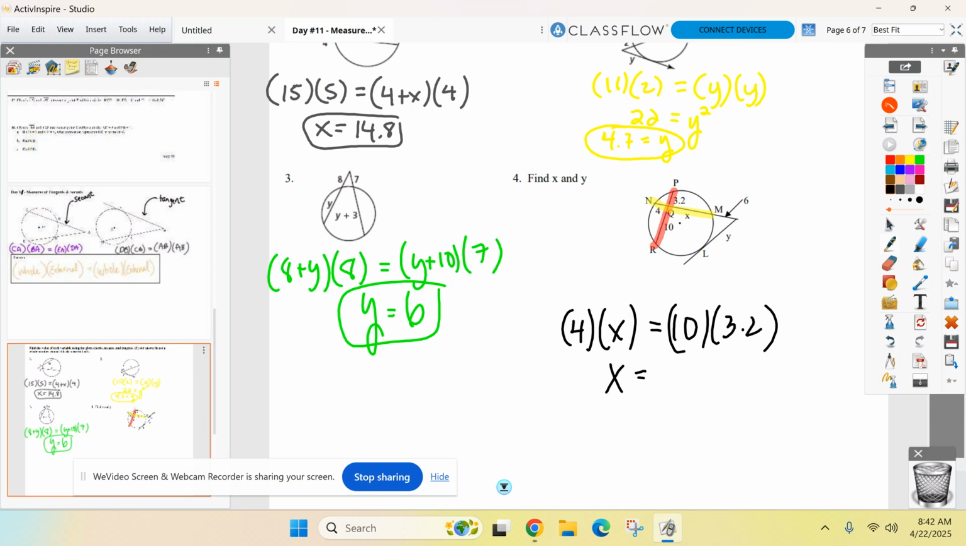And we should be getting 8 out. I'll take this one, 8 out for x. All right, now plug that in. Did we get 8, right? Yeah, we got 8. Plug that in for x now. Substitute it in. So now we can go to the tangent and secant and do whole times external.